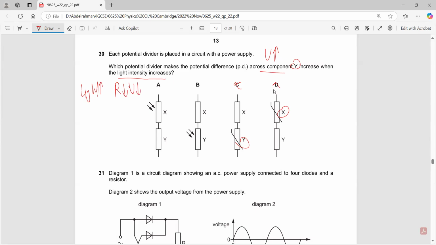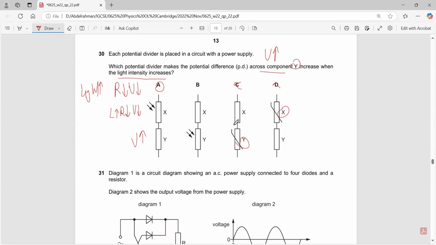So we need the LDR to be at position X. Why? Because as the light increases, the resistance decreases and the voltage decreases. When the voltage decreases at X, then the voltage will increase at Y, or the potential difference will increase at Y. Need to think about it this way.